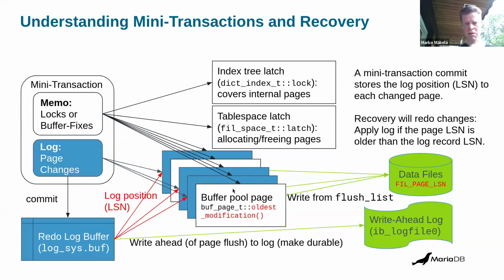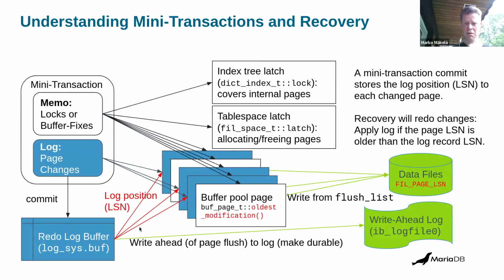In this example, the blue blocks are those that the mini transaction has modified. So there is a log record covering these blue pages. And the white ones are some that have been accessed but not modified. At the mini transaction commit, we will copy the local mini transaction log, which describes the changes. We will copy that to the global redo log buffer. We will obtain a log sequence number for our mini transaction, both the start and end log sequence number.